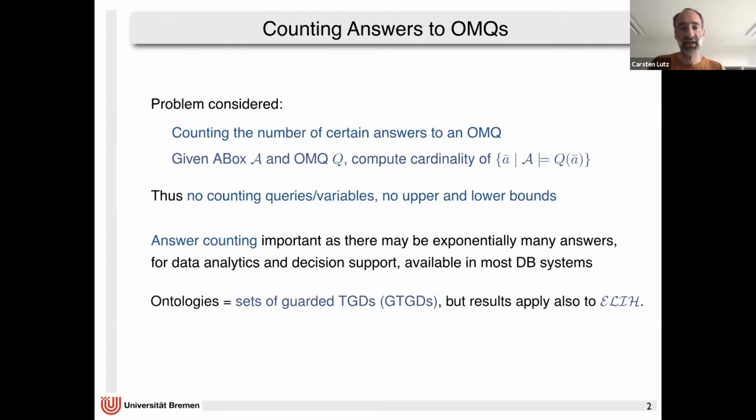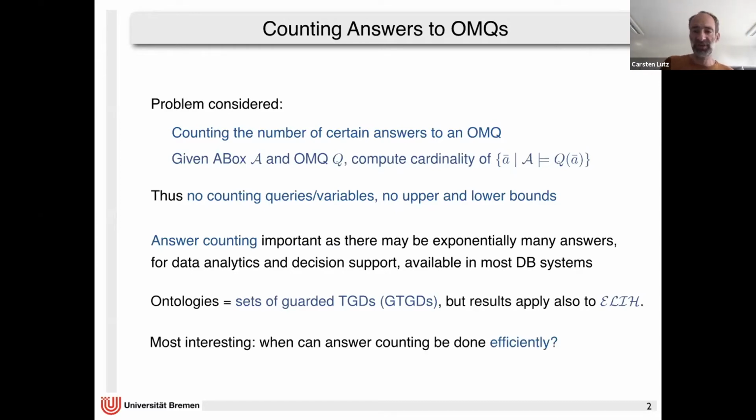Okay, so in our case, ontologies will be sets of guarded TGDs or guarded existential rules, if you prefer that. But our results also apply to Horn description logics, in particular to ELIH. I will not make that explicit in the remainder of the presentation, but if you prefer description logics over existential rules, you could hear ELIH whenever I say guarded TGDs. The results are all valid.